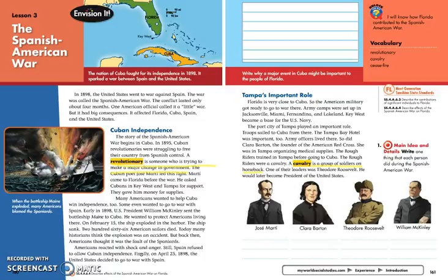First question, guys. Here's your first question on page 161. Main idea and details is going to be your standard. Write one thing that each person did during the Spanish-American War.